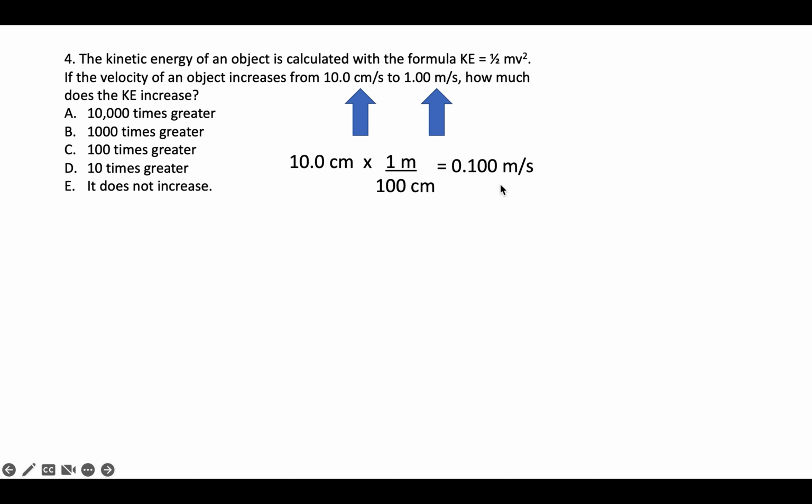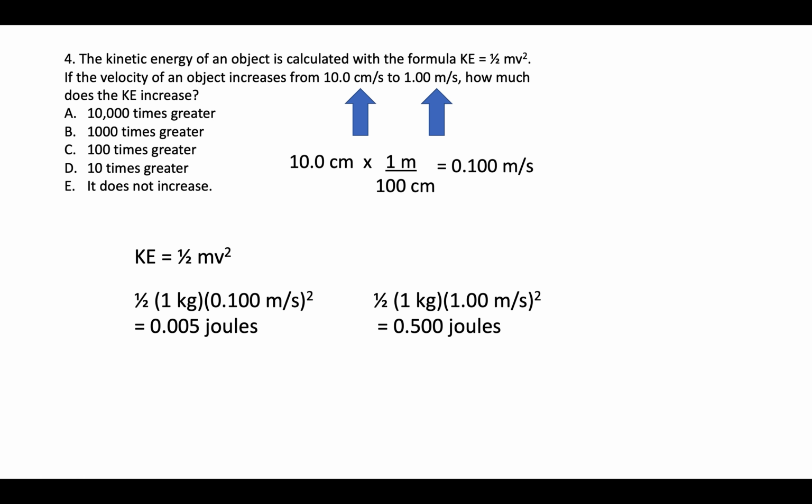So the comparison now is something initially going 0.1 meter per second increased to 1 meter per second. We could take those and put them into the equation. Kinetic energy equals 1/2 mv squared. The velocity, the meters per second part, is being squared. So we could see what the resulting joules for the energy would be.